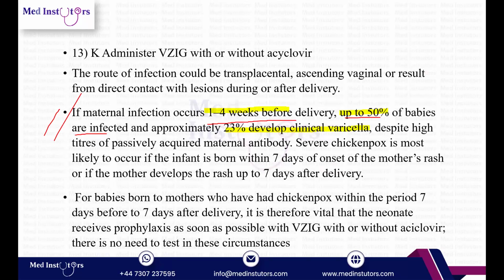Severe chickenpox is most likely to occur if the infant is born within 7 days of onset of the mother's rash. So here, what do we have to give? We have to give varicella zoster immunoglobulin with or without acyclovir. There is no need to test in these circumstances if it is within 7 days before or after delivery. Please remember, guys, this is an important point.